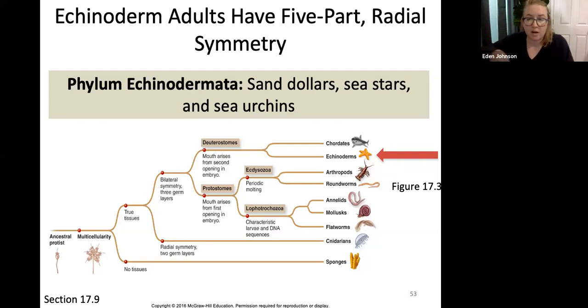So the next phylum we're going to talk about, and the last phylum in this video, is the echinoderms. So echinodermata, you've got organisms like sand dollars, sea stars, and sea urchins. Echinoderms, like a starfish, for instance, does it have bilateral symmetry? No, it has radial symmetry, but as embryos, they do have bilateral symmetry.